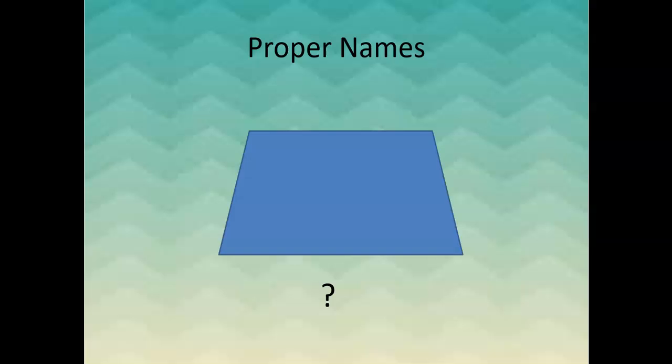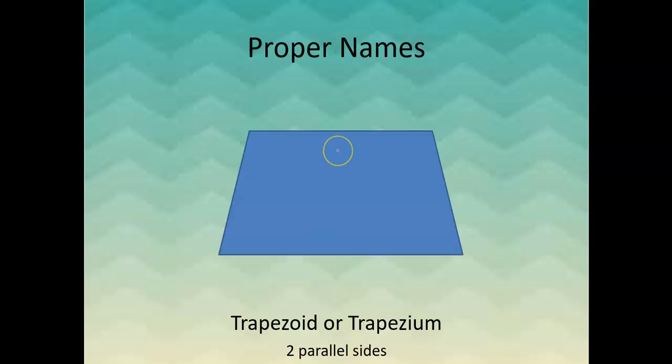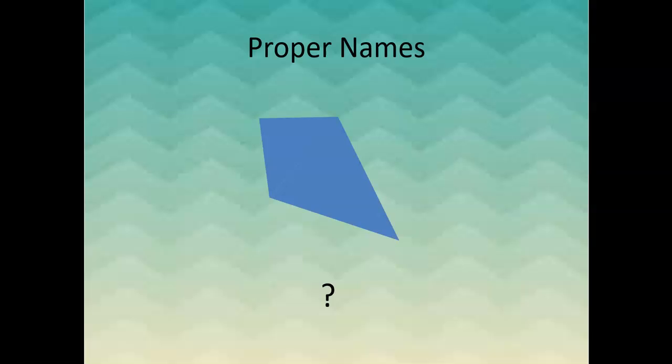Another type of quadrilateral here is a trapezoid or a trapezium, although trapezoid is the name that you're going to hear the most. And a trapezoid also has parallel sides, but a parallelogram had two sets of parallel sides, and a trapezoid only has one set or one pair of parallel sides. You can see that this side on the left and this side on the right are not parallel. So a trapezoid has one set or one pair of parallel sides.